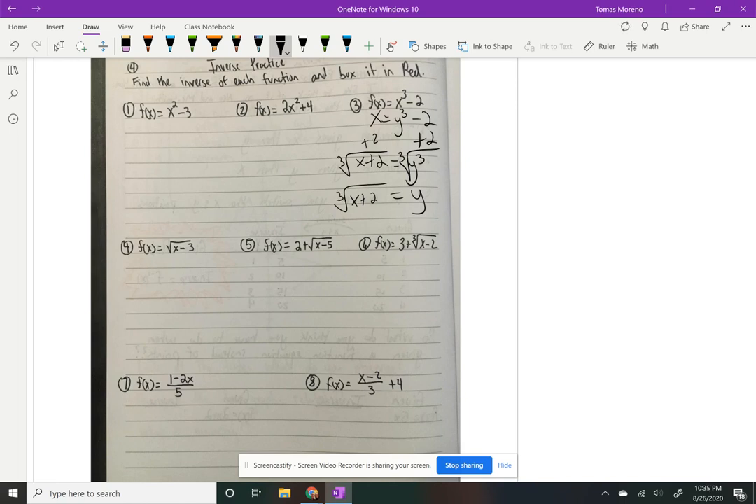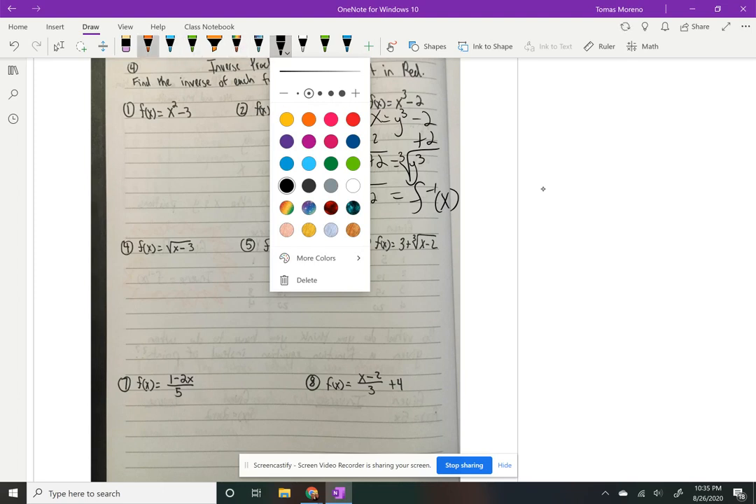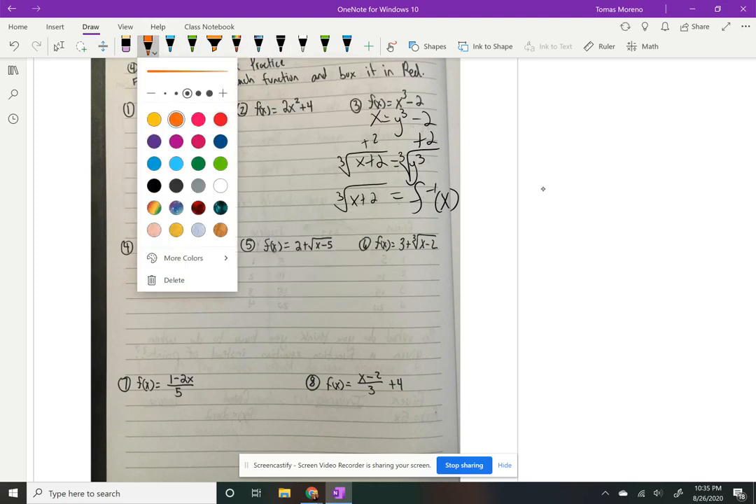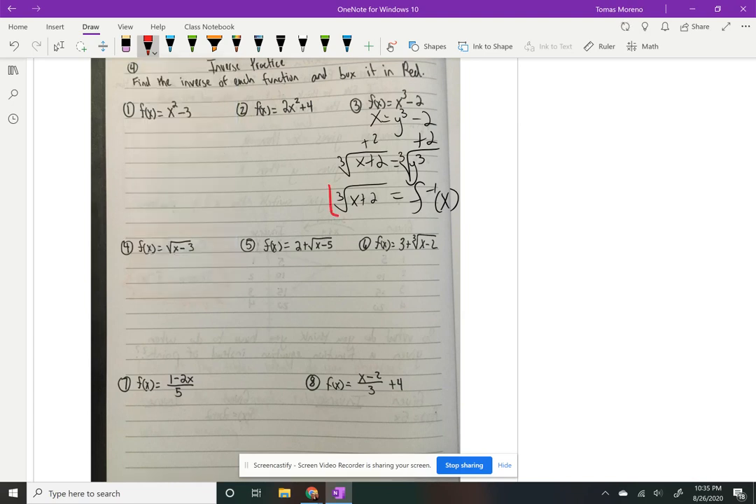However, what do we say about writing inverse? Do we use y? No, we don't. We use f of negative 1 of x. And I'm asking you guys to use red to box in your inverse.